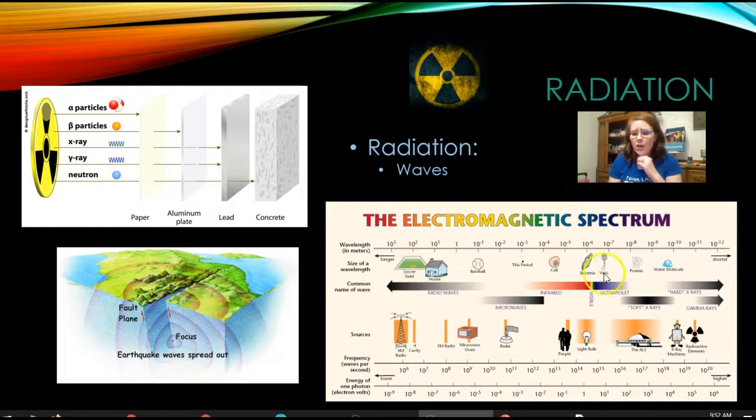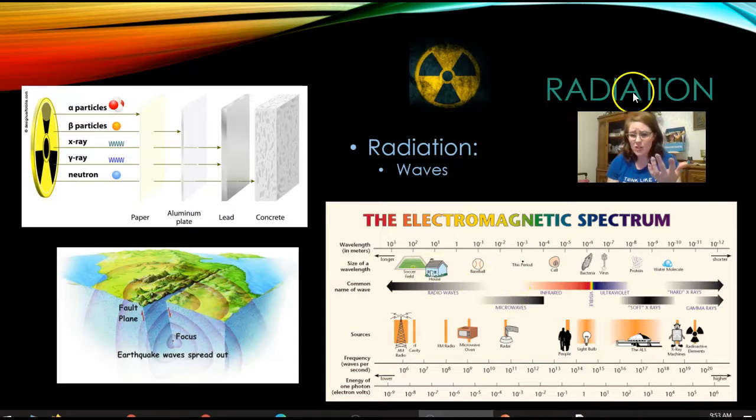Ultraviolet radiation is another type of ionizing radiation, along with X-rays and gamma rays, and so those can be dangerous. Pretty much these other types, they don't have enough energy to knock off electrons, and their wavelength is too big, so we don't have to worry about them in terms of danger.